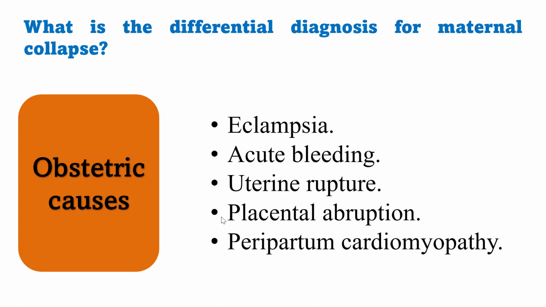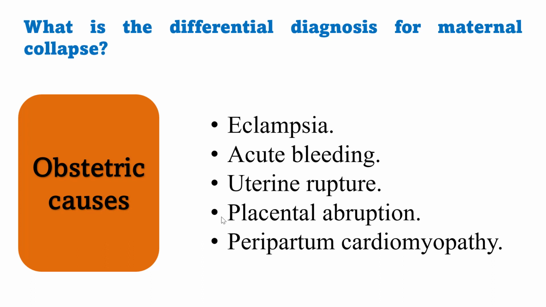The obstetric causes include eclampsia. Eclampsia can cause maternal collapse by different mechanisms, like it can cause severe hypertension and left ventricular heart failure and pulmonary edema. It can cause cerebral edema and intracerebral hemorrhage. It can cause massive bleeding due to rupture of the liver in cases of HELLP syndrome. So this is one of the obstetric causes of maternal collapse.